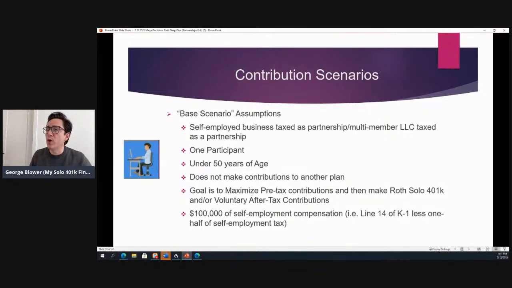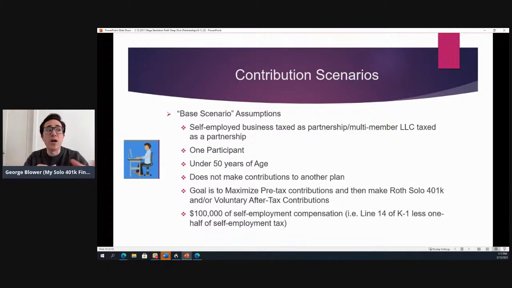Now let's address this good question before we turn to the scenarios. So how much can a 1099 NEC contribute? Can they have employee, employer? So a 1099 NEC is actually going to be considered a sole proprietor.